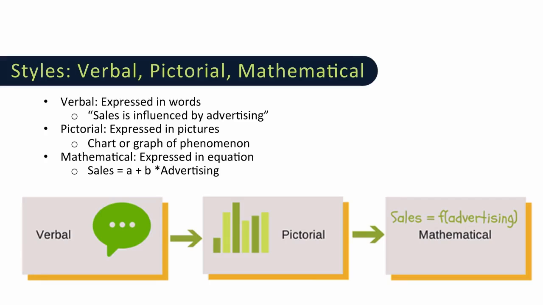For example, in the advertising effectiveness model shown on the previous slide, we could state the expression, sales is influenced by advertising. Second, models can be expressed pictorially in graphs or charts. For example, we saw the plot of sales revenue versus advertising spending level in the previous slide. And third, models can be expressed mathematically. In our advertising example, we could state that sales equals A plus B multiplied by our advertising level.